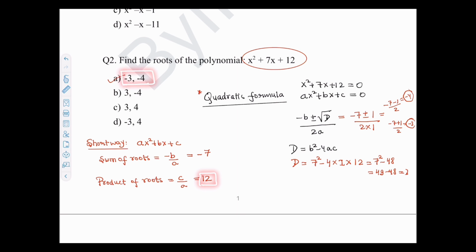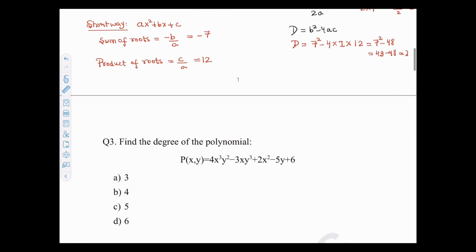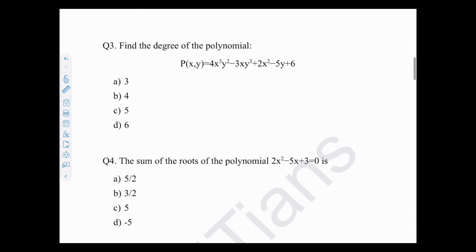If you multiply minus 3 with minus 4, we will be getting 12. So since both of these conditions are satisfied with this option, hence this option is the correct answer. Let's move on to the third question. Find the degree of this polynomial.